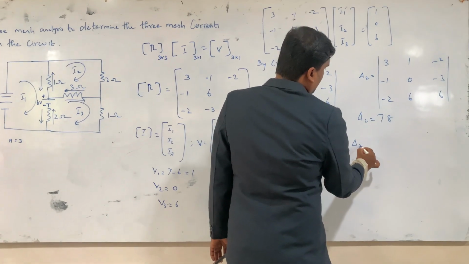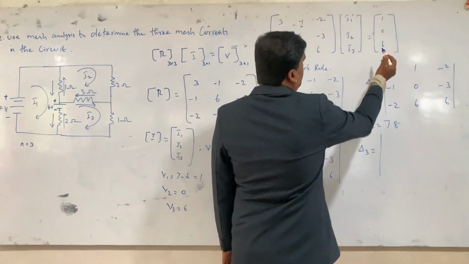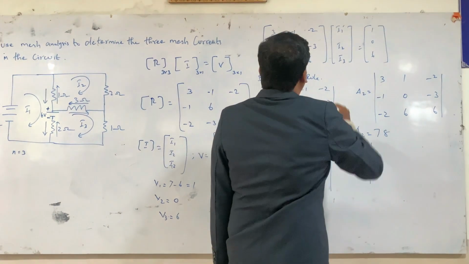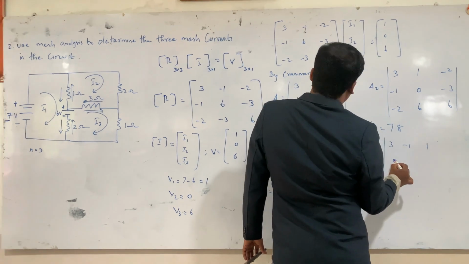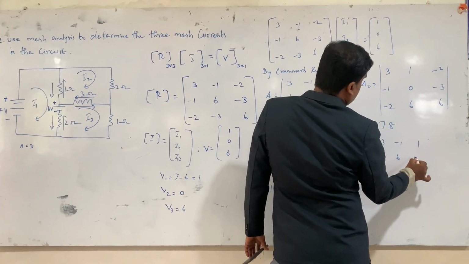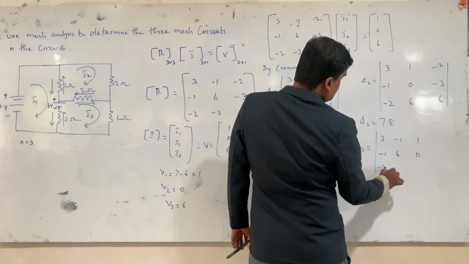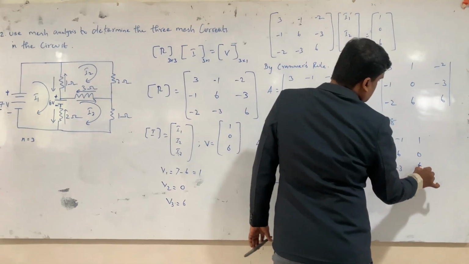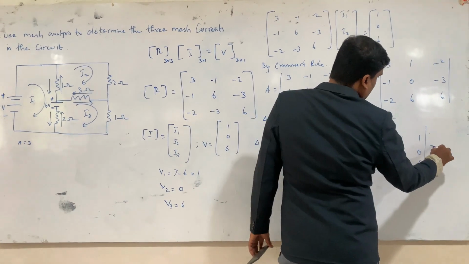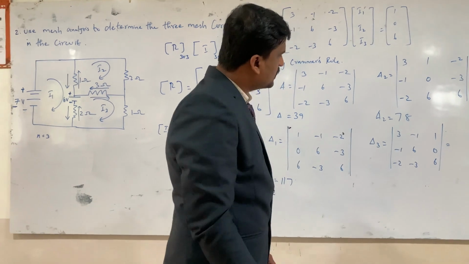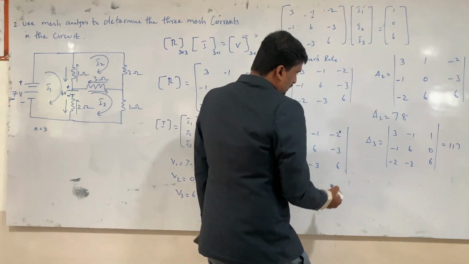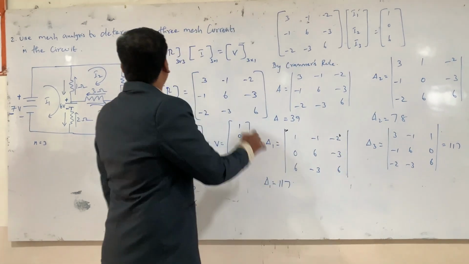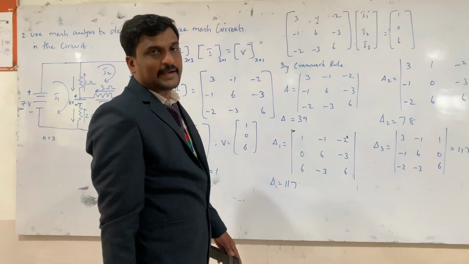The next del 3, replace the voltage matrix in the third column. So 3, minus 1, 1, minus 1, 6, 0, minus 2, minus 3, 6. So the value for del 3 what we have obtained is 117. Therefore, we can find the 3 currents I1, I2 and I3.